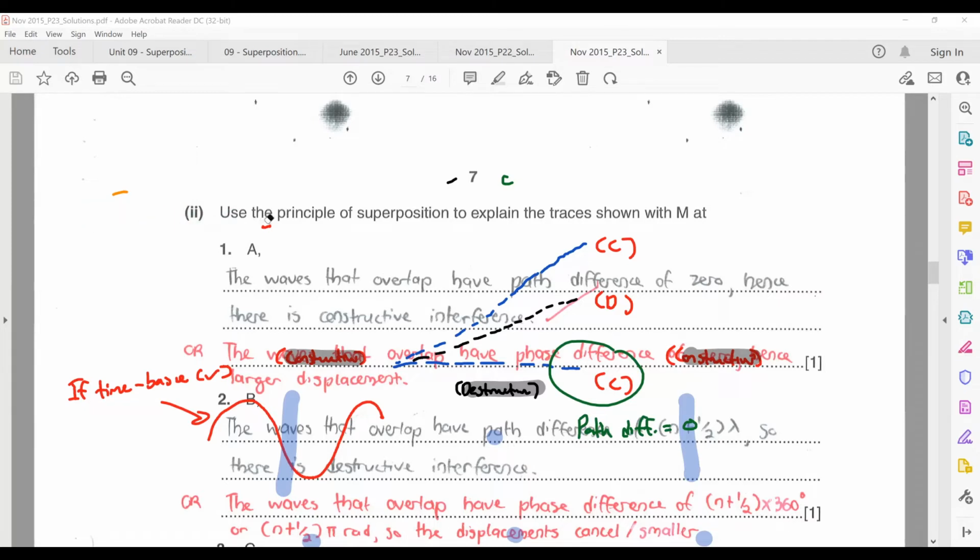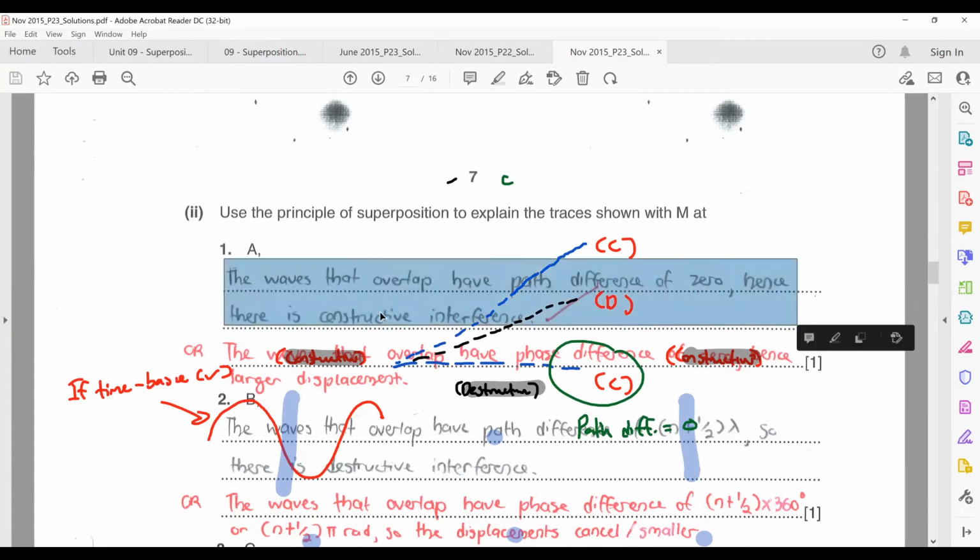They want you to explain a little what is the nature of the path difference and then whether it's going to be constructive or destructive. So you really only just need to say this. The waves at point A have 0 path difference, hence it will have constructive interference. All right, that part is okay.